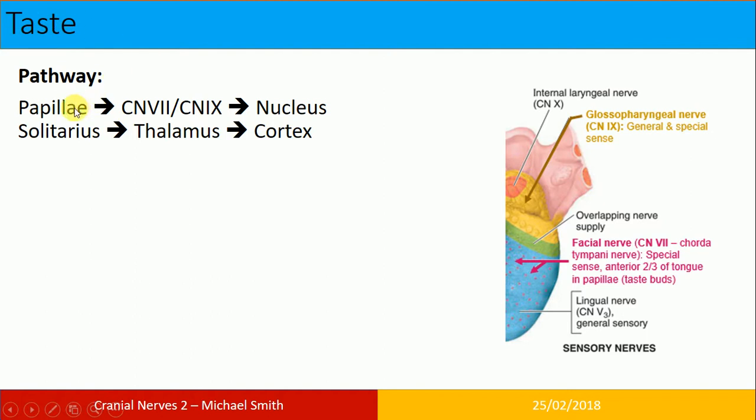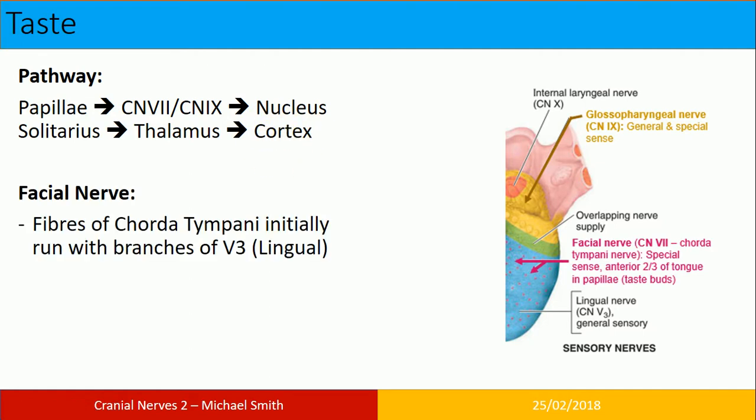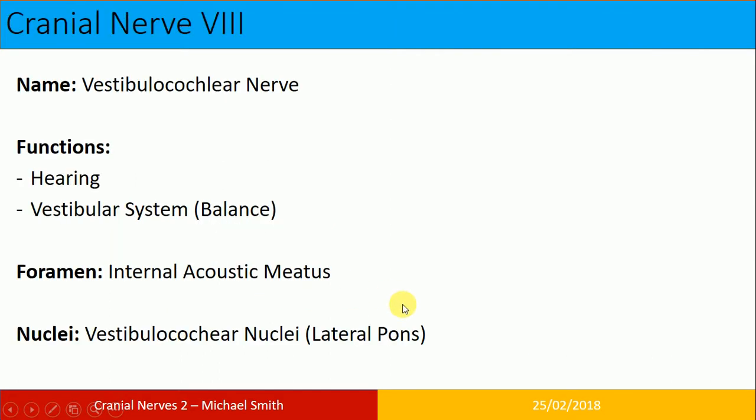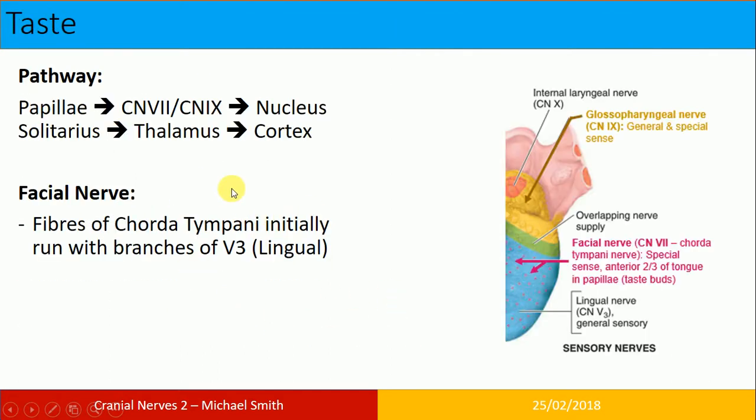So our taste goes from the papillae on the tongue into our cranial nerve 7 or 9, which goes back to our nucleus solitarius, which then travels to the thalamus, because everything does, and then back to our cortex. So the branches of our chorda tympani run for a while with our branches of our cranial nerve 5C, and this means that if one is damaged, then the other is likely to be damaged in the same place.